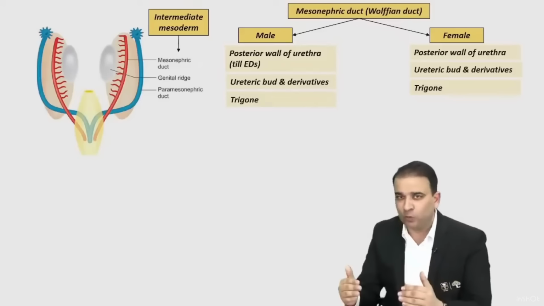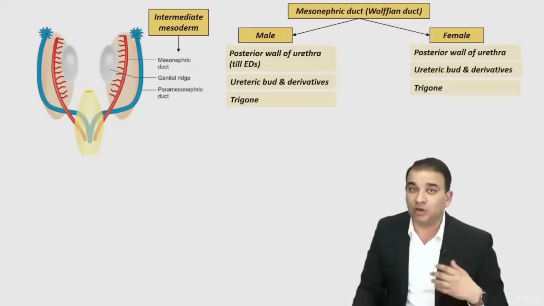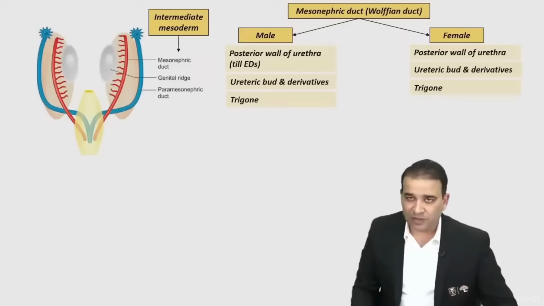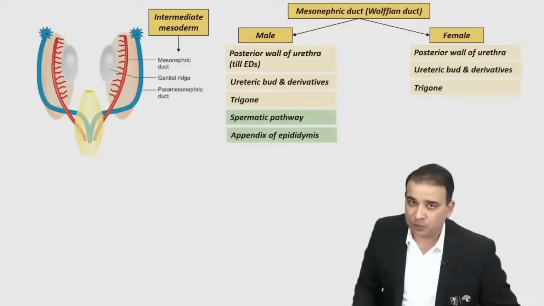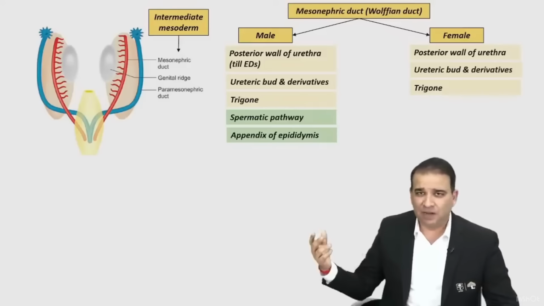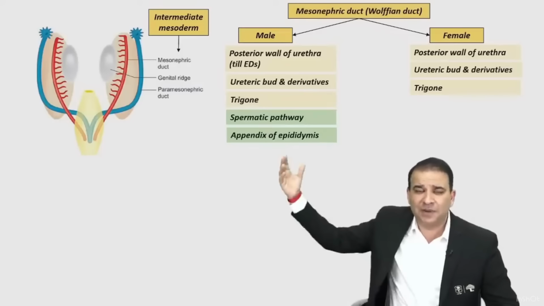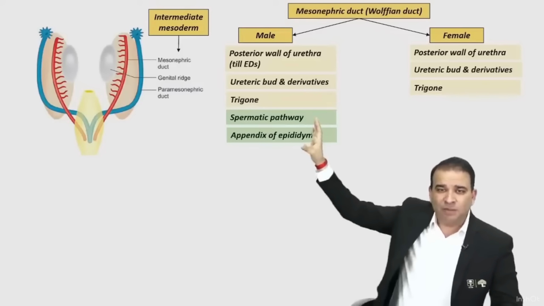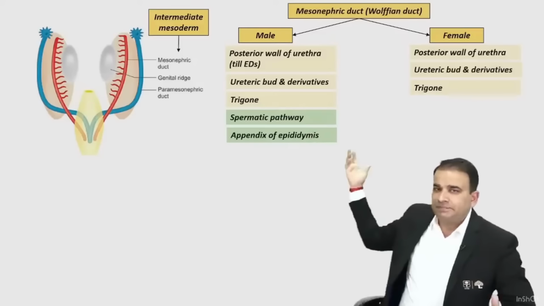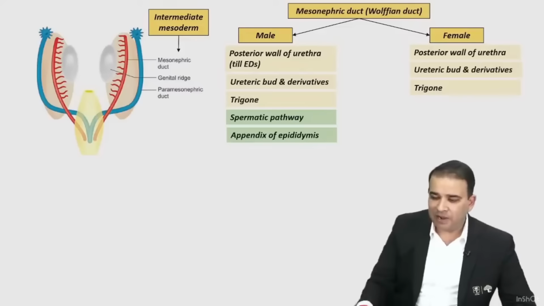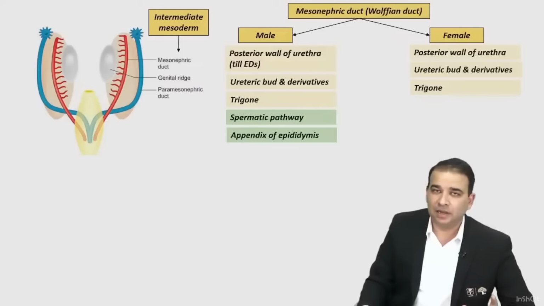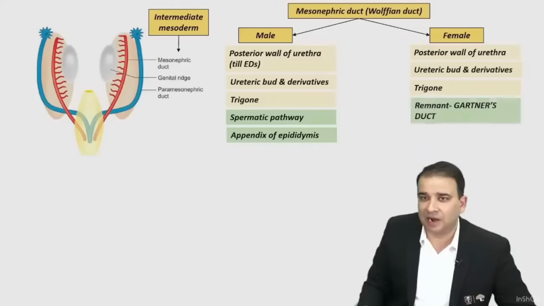But from this point onwards, I would say the mesonephric duct is more important, as it gives rise to more structures in the male, because the mesonephric duct gives rise to the entire spermatic pathway, guys. Vas deferens, ejaculatory duct, seminal vesicle, epididymis, appendix of epididymis, even the remnant also. So the moment you think of spermatic pathway, think of mesonephric duct. In the female we only have the remnant of the mesonephric duct, which also is a recent question, that is the duct of Epiphoron, which is famously called Gartner's duct.